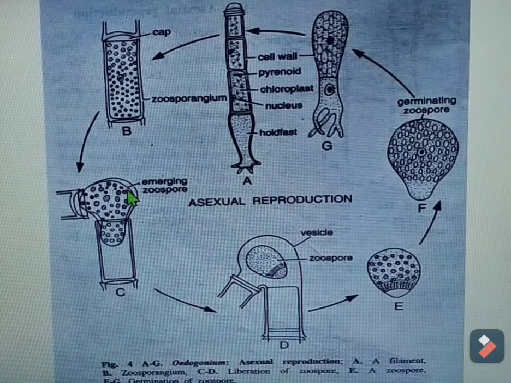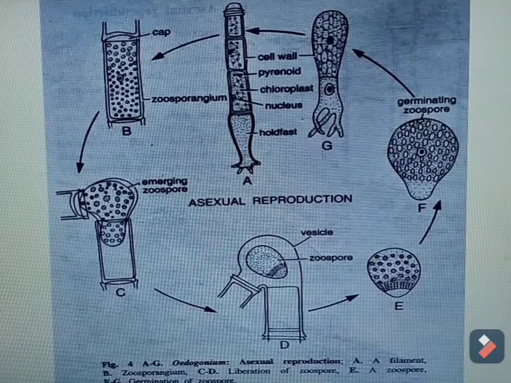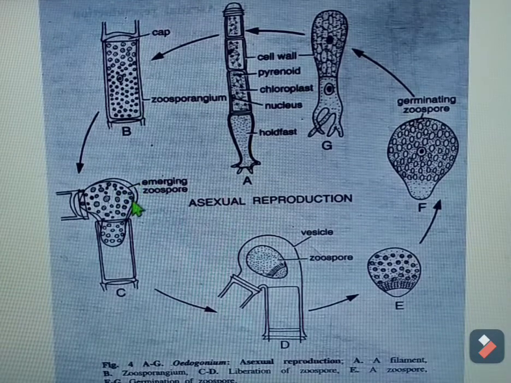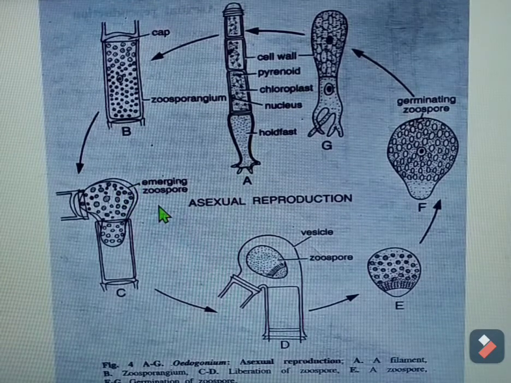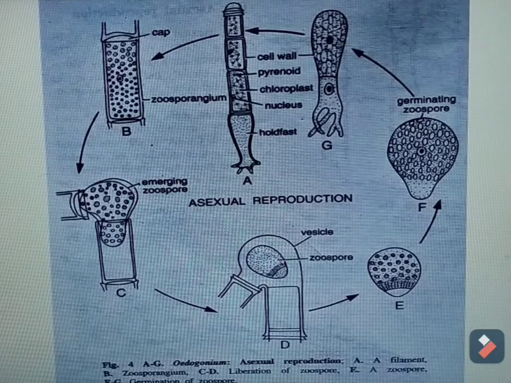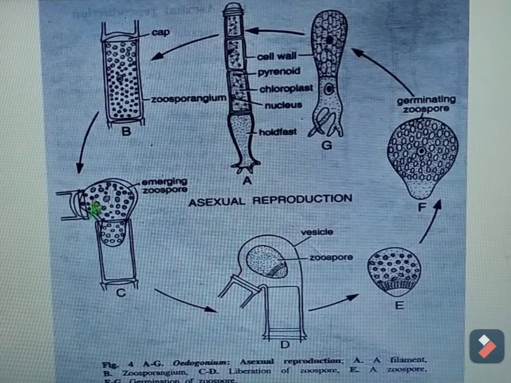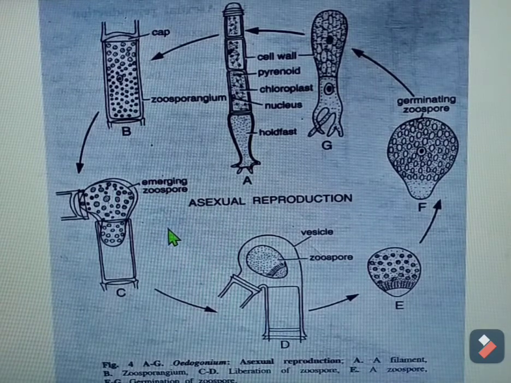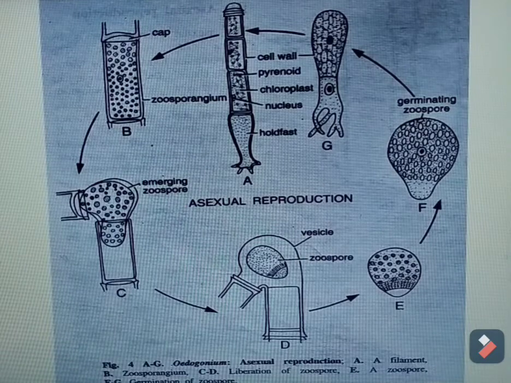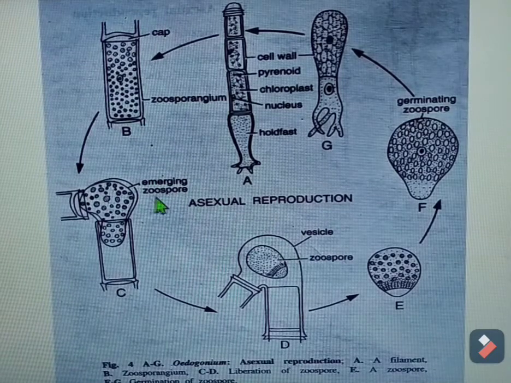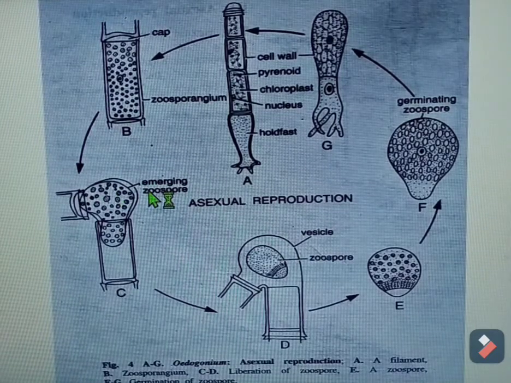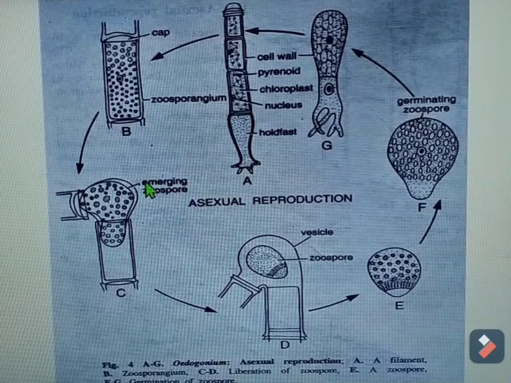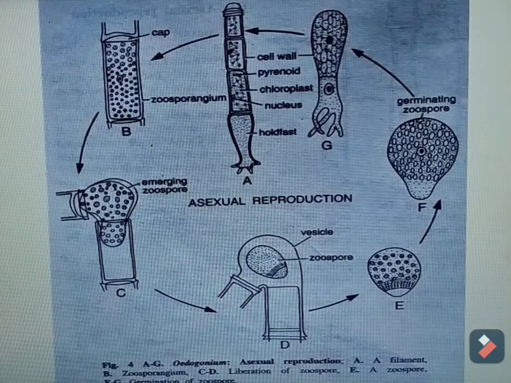At the base of this hyaline area, a ring of basal granules will appear, and from each of these granules, flagella will form. A single flagellum arises, and the basal granules remain connected with each other by fibrous strands.